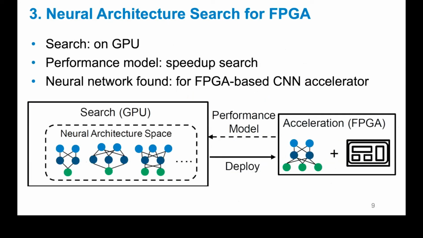Based on the proposed hardware design and the hardware performance model, now we introduce the neural architecture search for FPGA. An overview is illustrated in the slides. The search and the training are performed on a GPU platform. The performance model is used for fast performance estimation. The found neural network will be deployed on the proposed DNN accelerator at the end of the whole process.